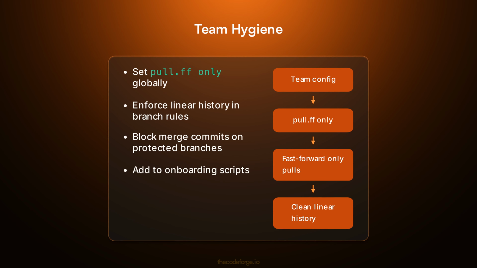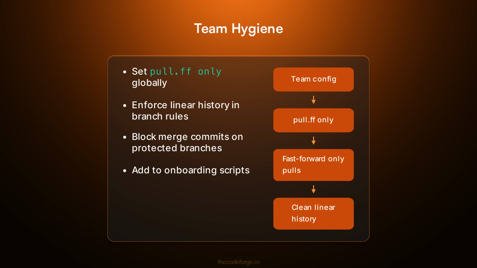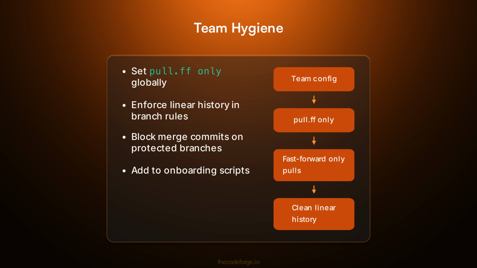To keep your team's history clean, set pull.ff only globally. This forces every pull to fail unless a fast forward is possible. Enforce linear history in branch protection rules and block merge commits on protected branches. Add these settings to your onboarding scripts.